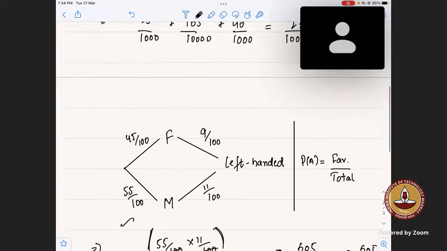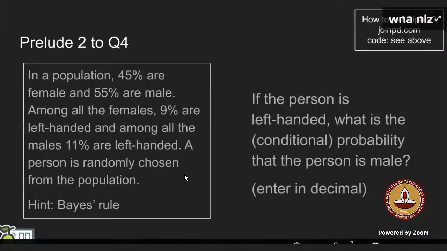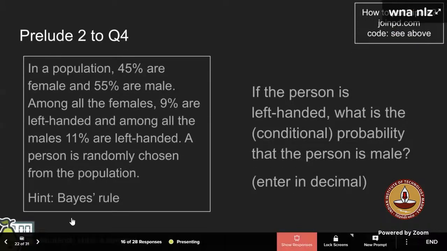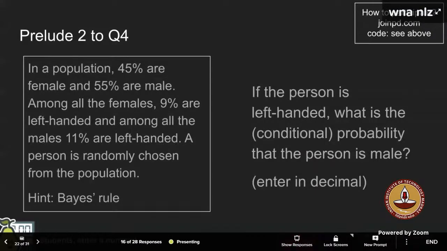Now moving to the next question. Second structure. The responses we'll see. That's 0.599. Okay, most of you have got this right. That's a very good thing.